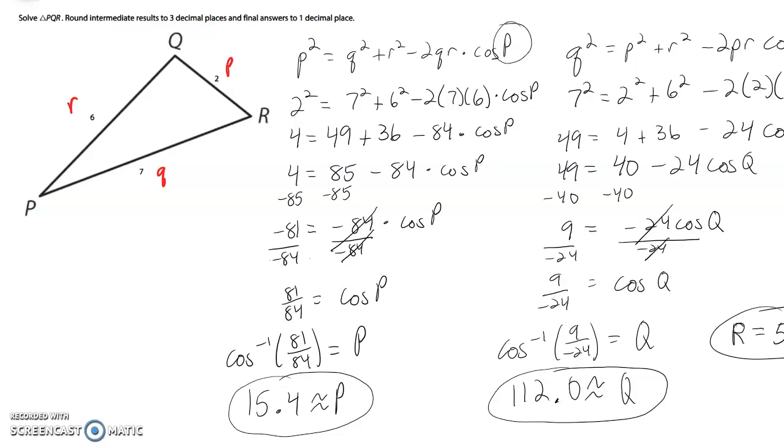So here's a problem on how to solve a triangle using law of cosines. I'm given all the sides. Now I just need to find the angle measures. To do that, I use law of cosines.